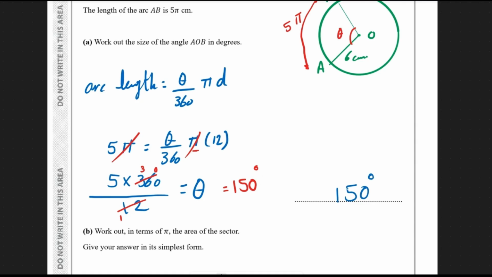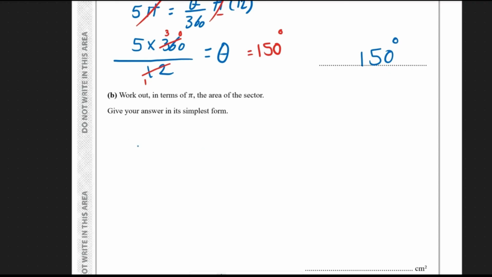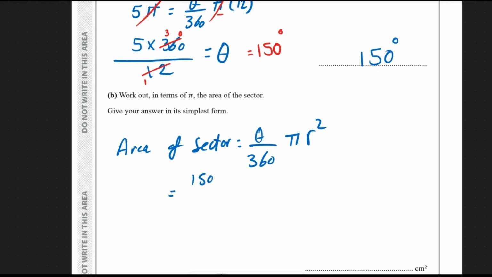Work out, in terms of pi, the area of the sector. Again, it's a straightforward question. The area of the sector equals theta over 360 times pi r squared. So we know that theta now is 150, divided by 360, times pi r squared. R is 6, so 6 squared is times 36.